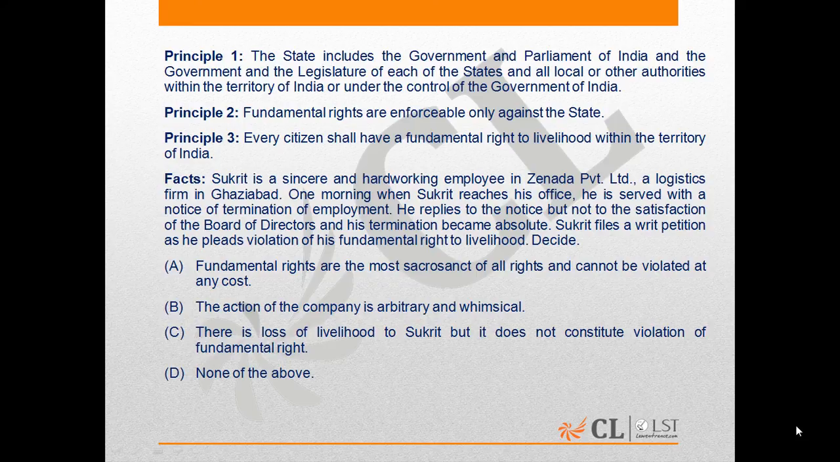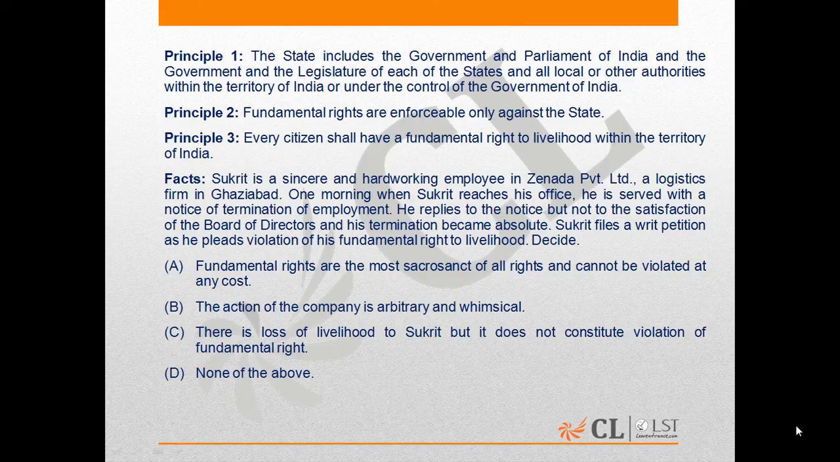Before attempting any question, and more specifically a question that contains multiple principles, the key to saving time is identifying what is the core word in each principle. So in this question, principle 1 defines what is state. Principle 2 talks about fundamental rights being enforceable only against the state. And principle 3 mentions a particular fundamental right.